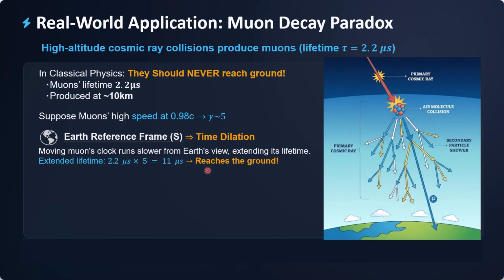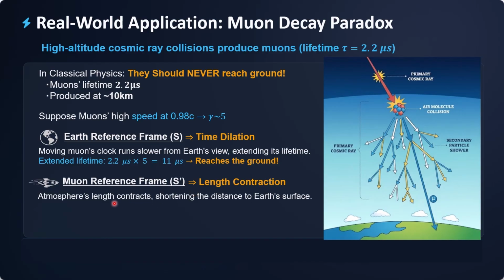Now, let me flip to the muon reference frame. The phenomenon here is length contraction. From Earth's view, the distance from high atmosphere to the ground is about 10 kilometers. But from the muon's perspective, that distance contracts by a factor of 5 down to just 2 kilometers. The muon can easily cover that contracted 2-kilometer distance within its own 2.2 microsecond lifetime to reach the ground.